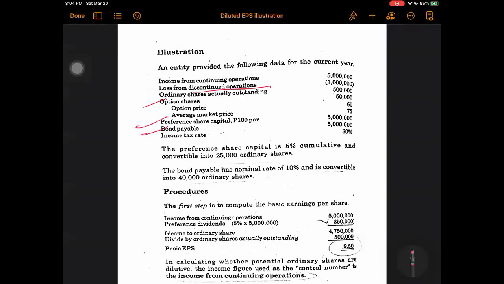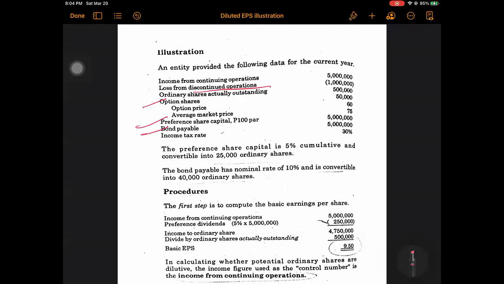Okay, ato na sa i-identify. So, we need to compute first. Okay, kinsa ang ato silang ipangitan ko kinsay dilutive ba ni sila tanan or dili. Okay, so this is the solution for this illustration.